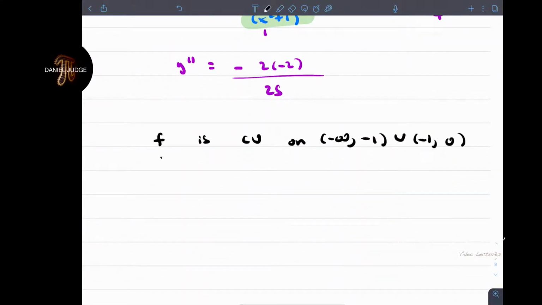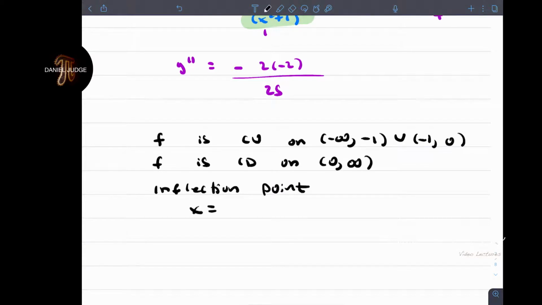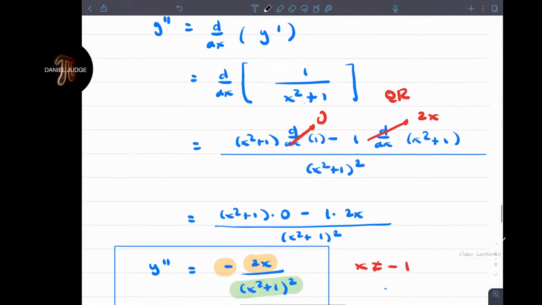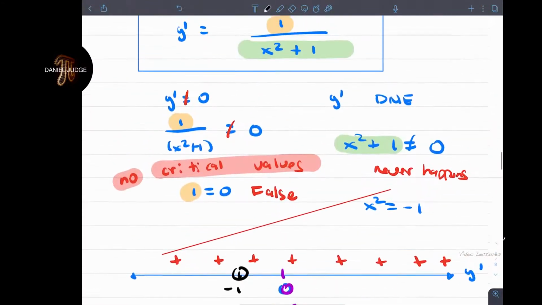So f is concave down on 0 to infinity. You do have an inflection point when x equals 0, but what's the y value? You have inverse tangent 0, I believe, -1 over 0 plus 1. And you have y equals inverse tangent at -1 here. Okay, because we're going to have to look back at that function. That function is going to be right in here. Let's copy it down.